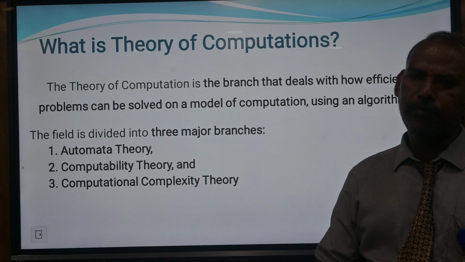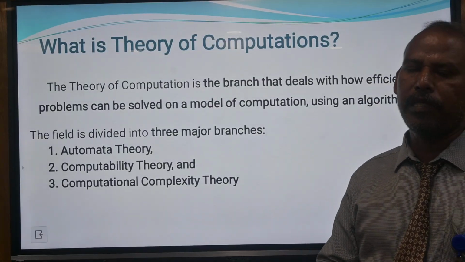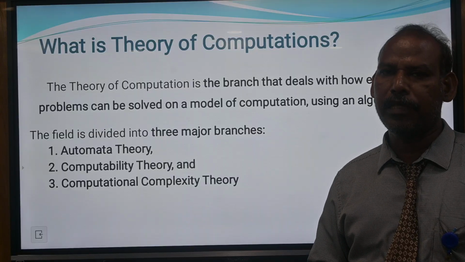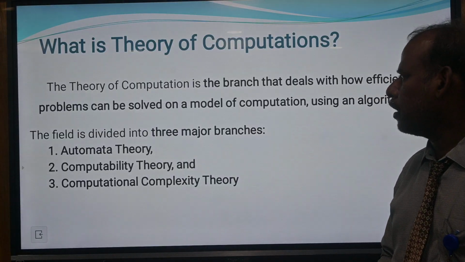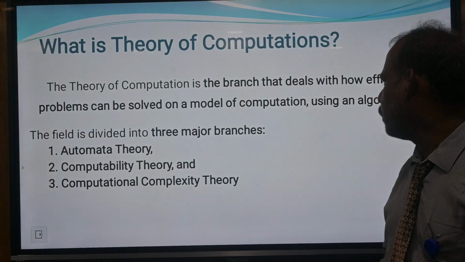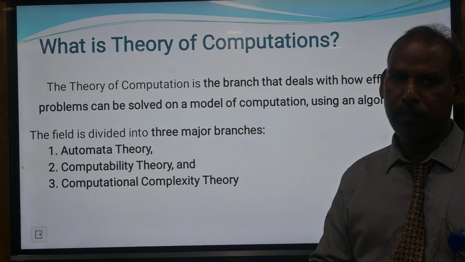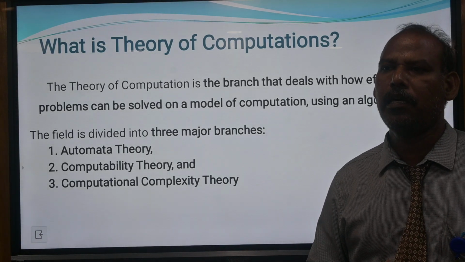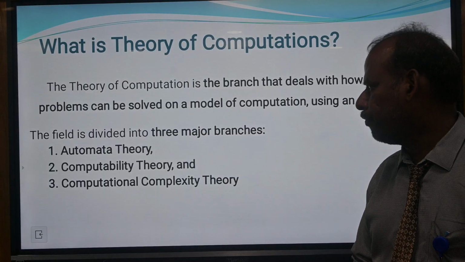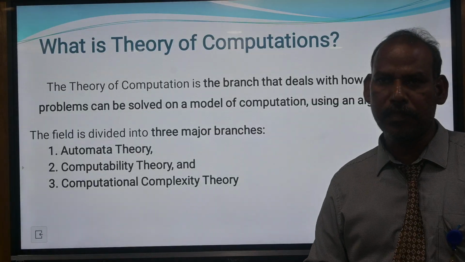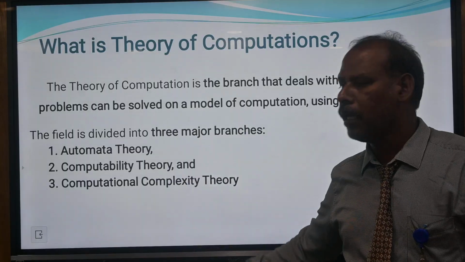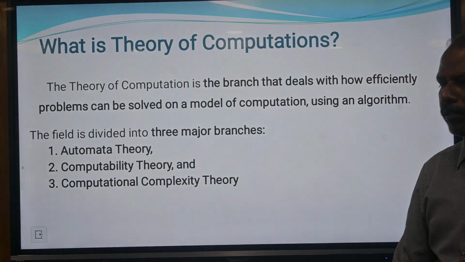So next, what is theory of computation? Theory of computation is the branch of computer science dealing with mathematical computations. So we solve problems using mathematical methods, using algorithms. In computer terms, an algorithm is nothing but a sequence of steps. This field is divided into three major parts. One is called automata theory. Another one is computability theory, and another one is computational complexity theory.